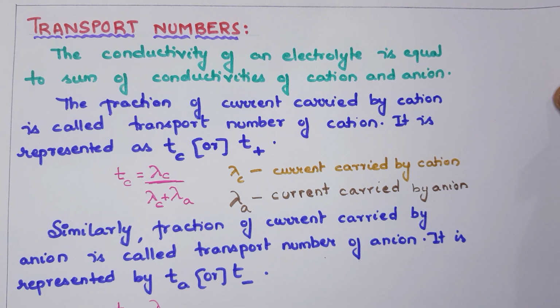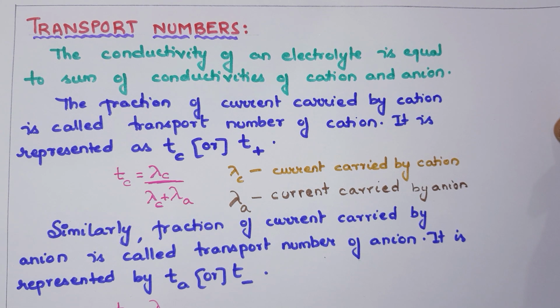What are transport numbers, students? We all know that the conductivity of an electrolyte is equal to the sum of the conductivities of cation and anion. An electrolyte on dissociation produces positive and negative ions, nothing but cations and anions. So the conductivity of cation plus the conductivity of anion is equal to the conductivity of the electrolyte.